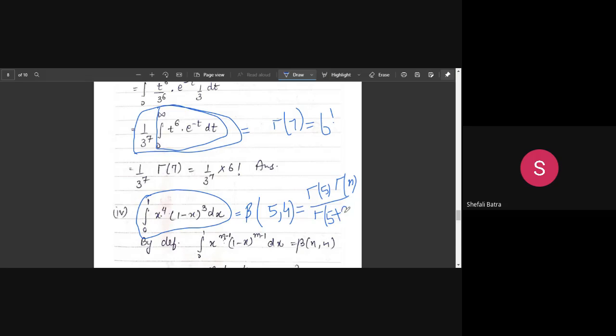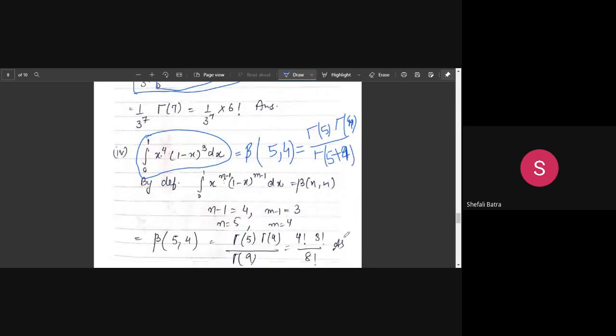So gamma 5 is what? 4 factorial. This is gamma 4. Gamma m, gamma n divided by gamma m plus n. Gamma 5 is 4 factorial, gamma 4 is 3 factorial, gamma 9 is 8 factorial. So the answer would be 4 factorial into 3 factorial divided by 8 factorial. You will simplify it and that will be the value of this integral. Right?